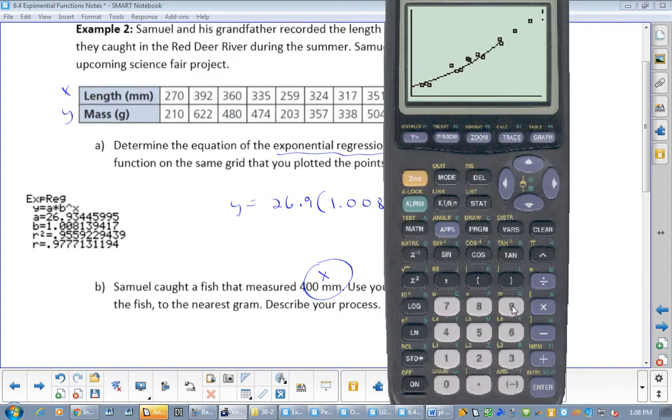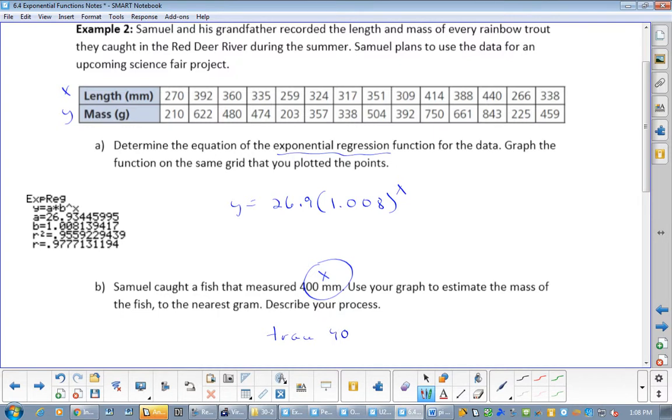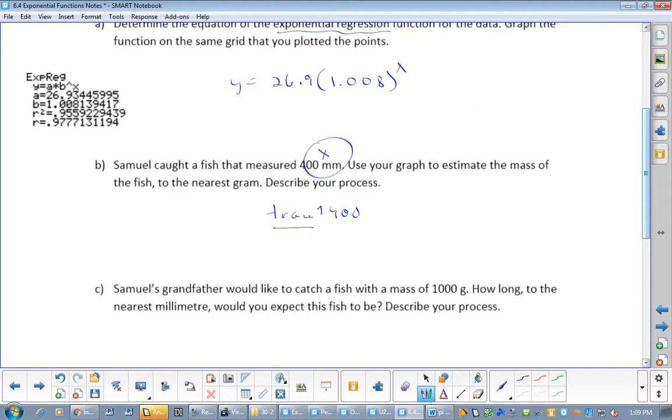Now, why are there points all jumbled? That's real life. If you were to do this normally, it's not going to be every point lying on the line, but you can see it is a bunch of data. Now, how do I find the weight? Don't I just go trace? Trace up. Then what do I do? 400. So to the nearest gram would be 690. So we go trace up 400, and then we get y equals 690 grams.